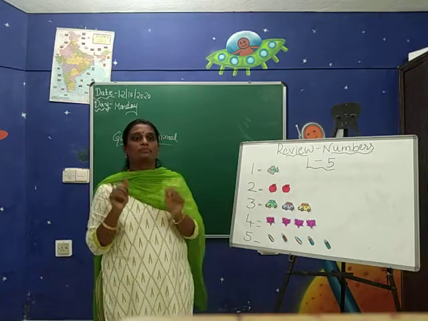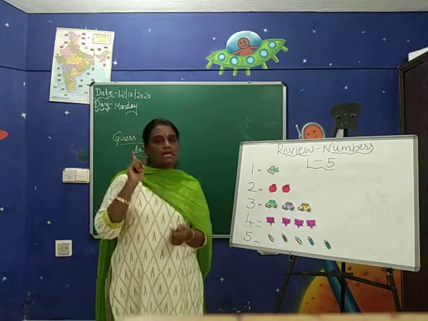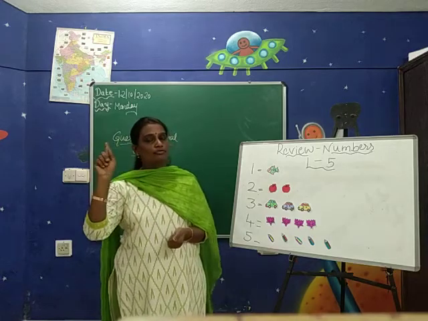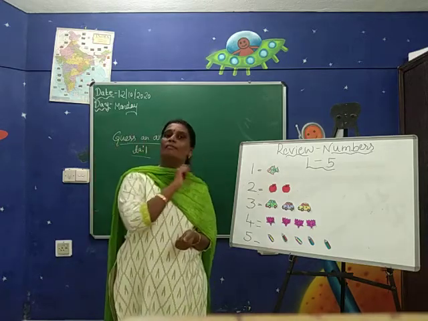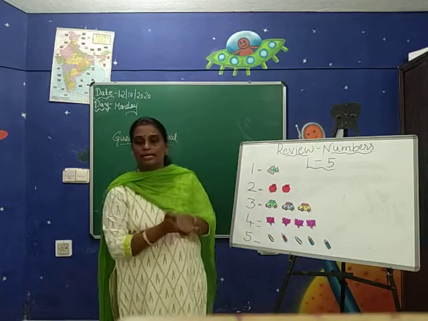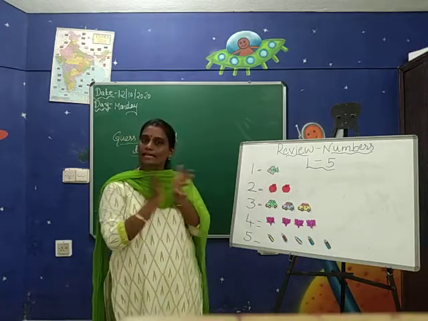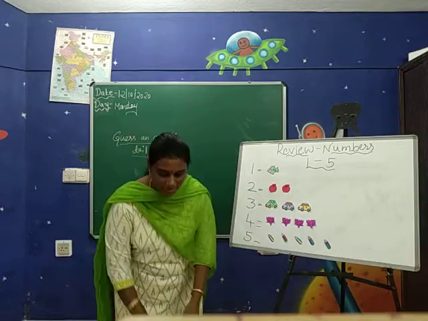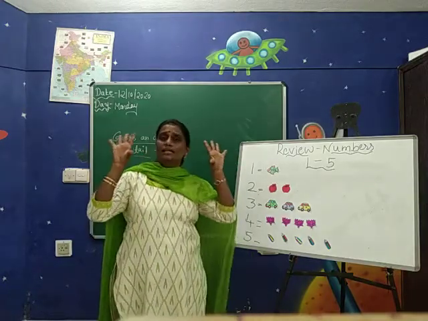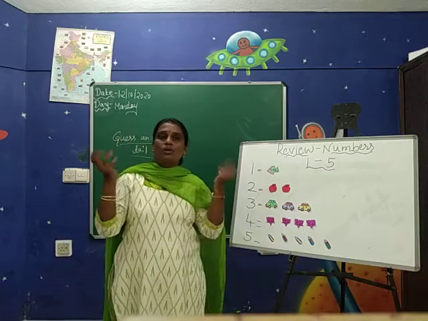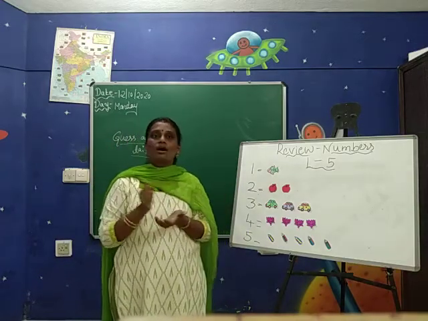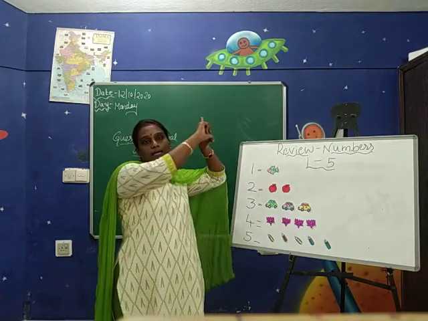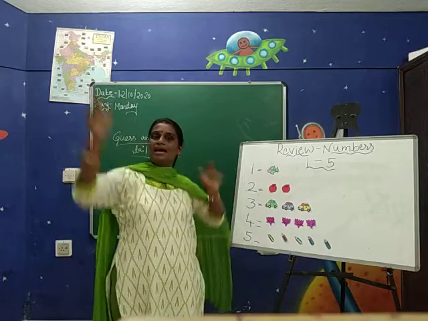Baa baa black sheep, have you any wool? Yes sir, yes sir, three bags full. One for my master, one for my dame, and one for the little boy who lives down the lane. Twinkle, twinkle, little star, how I wonder what you are. Up above the world so high, like a diamond in the sky.